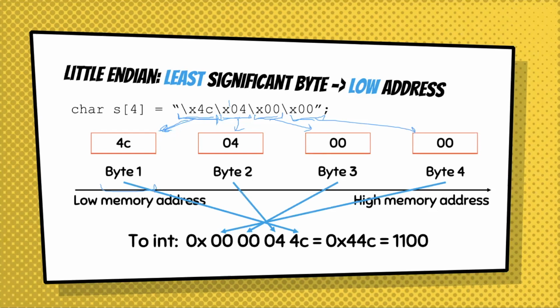But if we want to convert this to an integer, again, because we're doing little endianness, you want to keep in mind that the least significant byte goes to the lower address. And the lower address byte becomes the least significant byte in an integer. So you want to make sure that this byte goes to the rightmost of the integer, the second is the second rightmost, and so on, so that we get hex 44C, and then we get 1000 and 100.